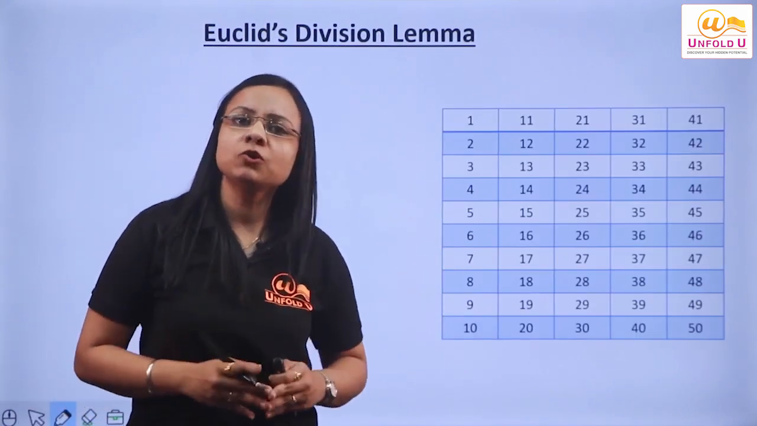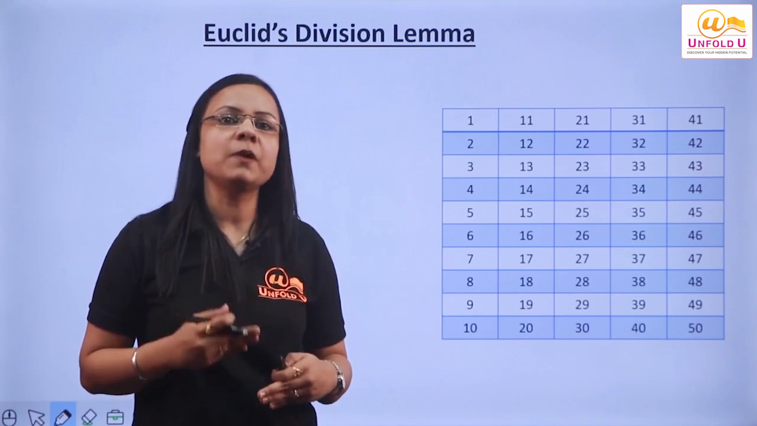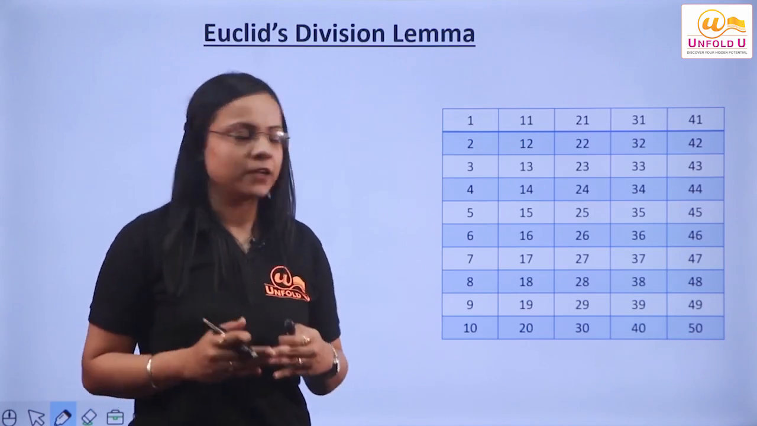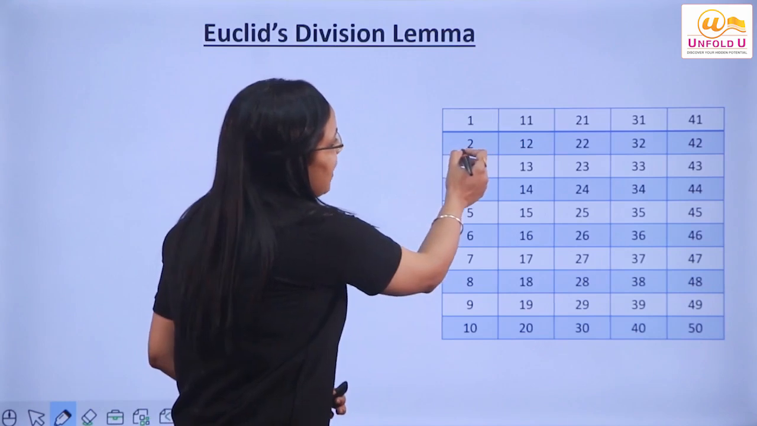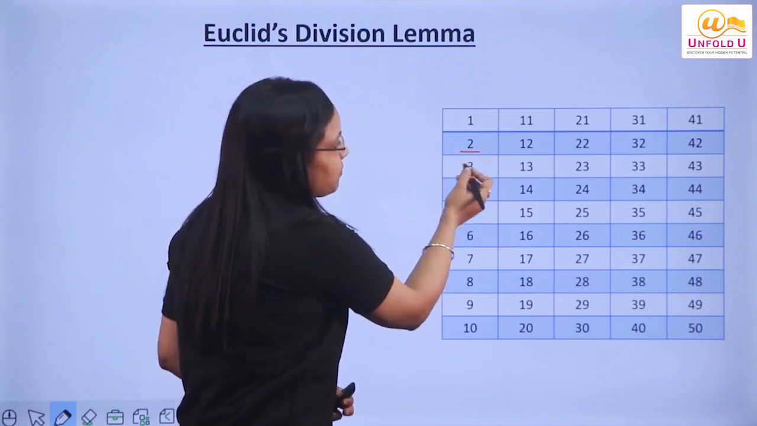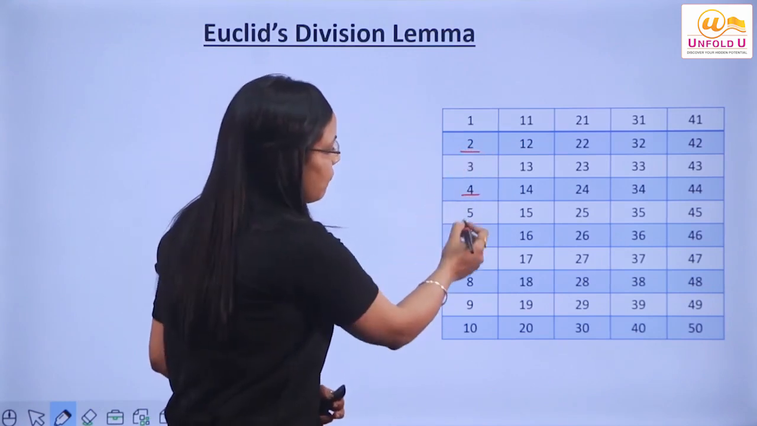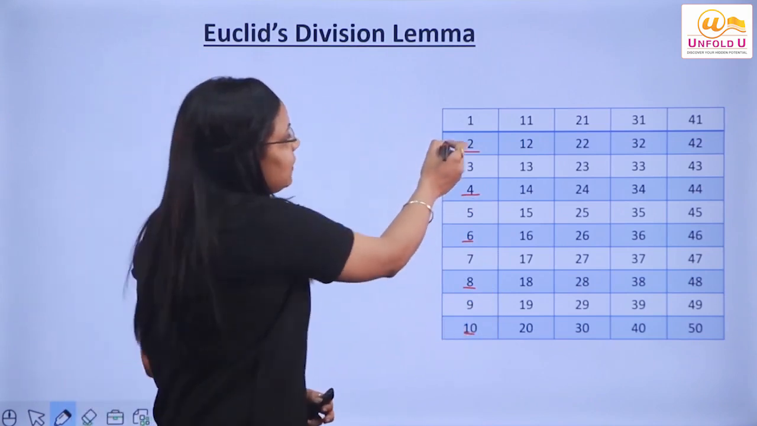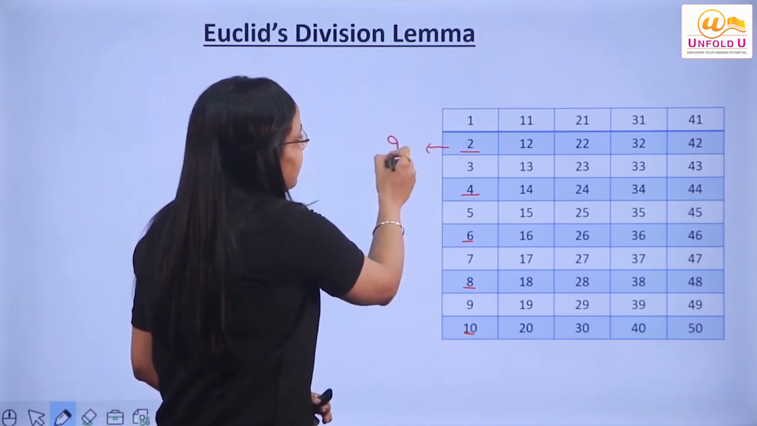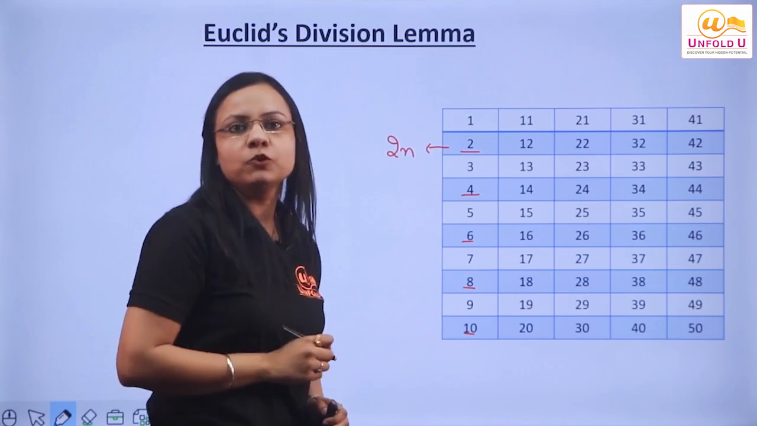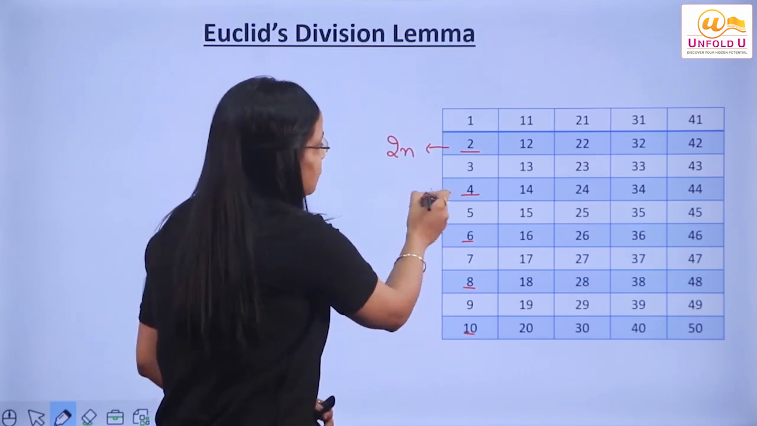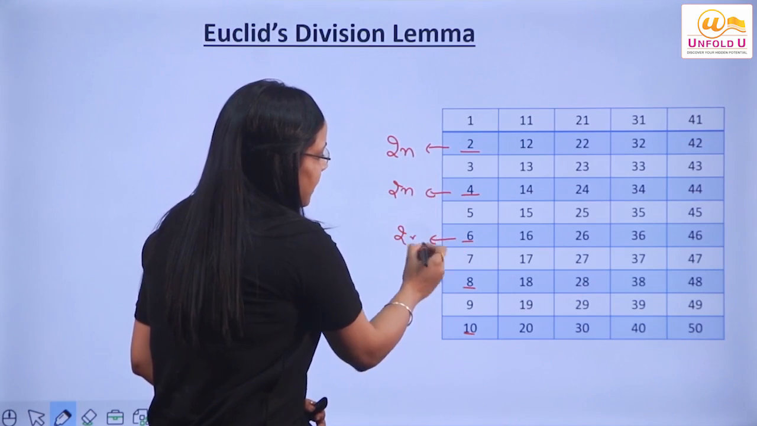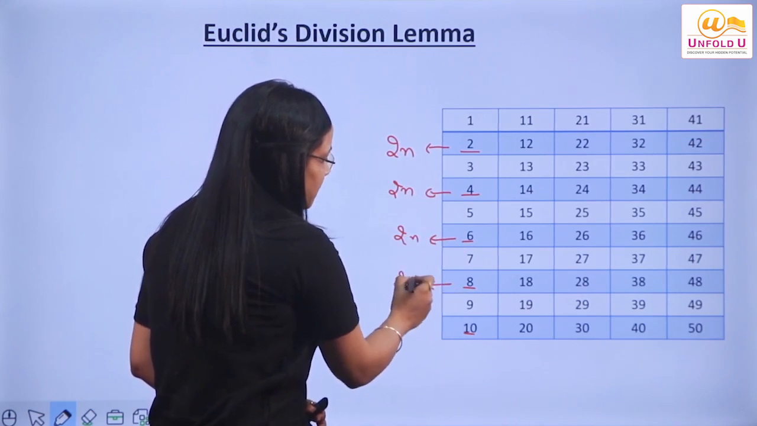Now next, we are given integers from 1 to 50. Suppose we want to write these integers in the form of multiples of 2 or multiples of 3. How can we do that? Let's find out. Let's first find the multiples of 2. The multiples of 2 are 2, 4, 6, 8, 10 and so on. All these multiples of 2 we can write in the form 2n, where n is any integer. Same way we can write 4, 6, 8 and so on.